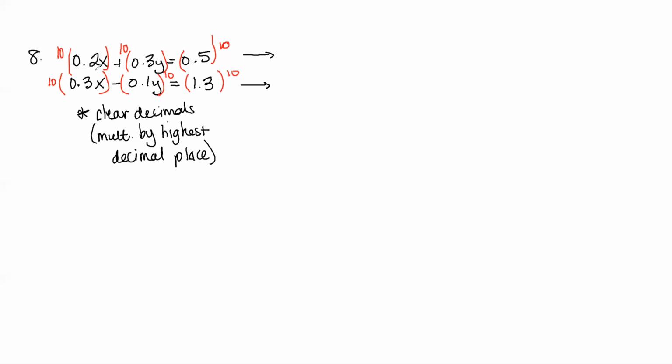So I'm going to take the decimal on the 0.2, move it to the right. So we get 2x plus 3y equals 5. And then again, 3x minus 1y, so I'll just put y, equals 13. And now this is a lot nicer to work with.